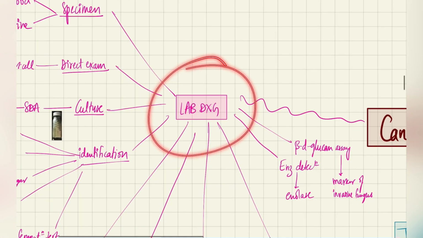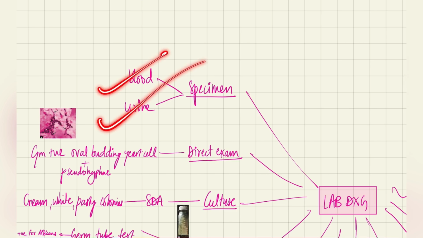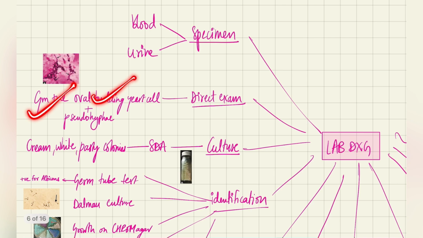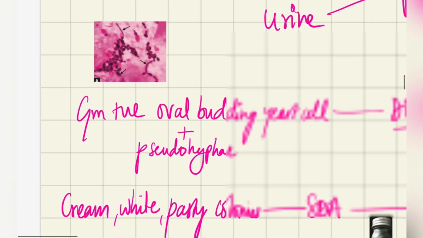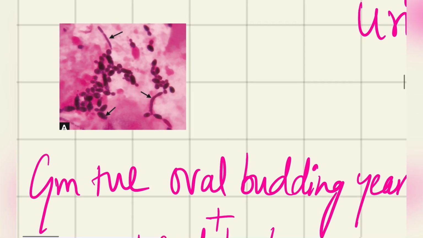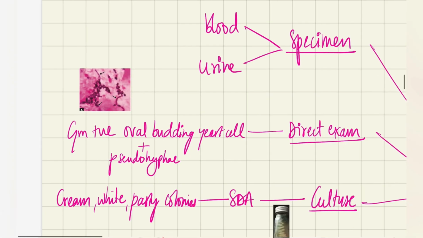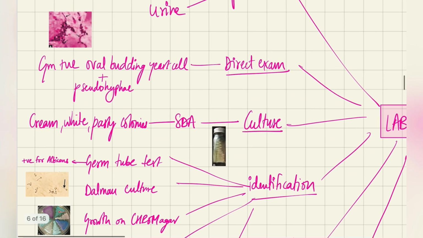Coming to the lab diagnosis, a very important part of microbiology. The specimen taken is from the blood and urine. On direct examination, we see gram-positive oval budding yeast cells with pseudohyphae. This is a characteristic statement you need to remember. This is of most importance. These are the oval budding yeast cells, and you can see that they have pseudohyphae. So these are gram-positive oval budding yeast cells with pseudohyphae. You need to remember that.